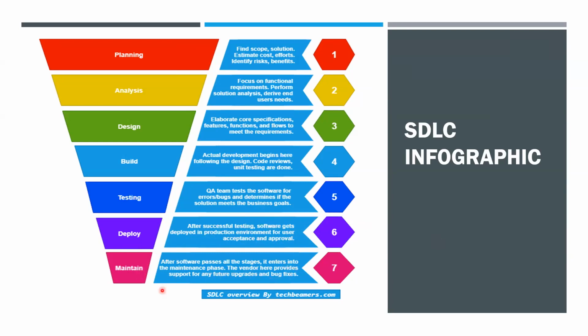Because after it passes through all of the stages, it enters into the maintenance phase, and the vendor here provides you support for any future upgrades and bug fixes. So if we develop that software and say we need to add a different functionality, say the dress is there, right? So now we want to add a different frill to the dress or a different button to the dress. Now the dress is going to go through the same process again. Planning, analysis, design, build, test, and deploy. The same process once again. It's all a cycle.